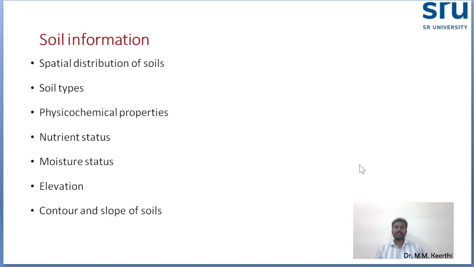And soil information: the spatial distribution of the soil, the soil type, physicochemical properties, soil structure, NPK level, nutrient status, moisture status, and elevation, the topographic level, whether 2% or 16% or 6%, the contour level, and the slope of the soil. All this information is needed.